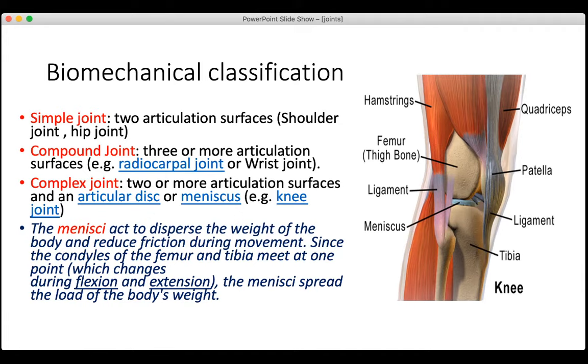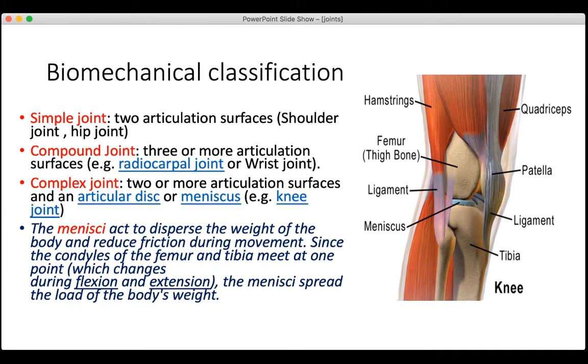And the third one is the complex joint, where we have other structures involved in addition to bone surfaces, like an articular disc or meniscus. This is basically cartilage, hyaline cartilage. And what is the significance of this cartilage? It helps to balance your weight. It is also technically known as meniscus. So the meniscus acts to disperse the weight of the body and reduce friction during movement. This is found in the knee joint most of the time.